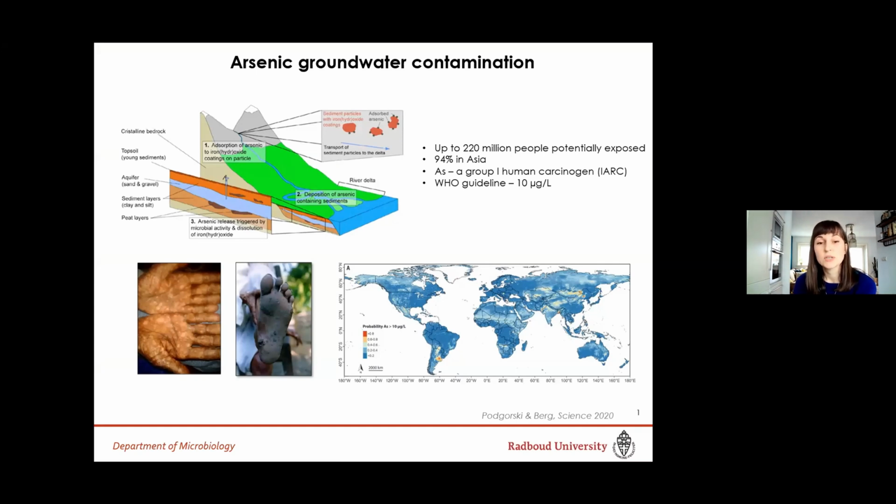The main motivation for this work was related to the fact that arsenic groundwater contamination is a very serious problem worldwide. A recent study showed that up to 220 million people are potentially exposed to arsenic groundwater contamination, exceeding the safe limit of 10 micrograms per liter. What is particularly concerning is that the majority of these affected regions are in Asia, where people often do not have access to water treatment facilities. In consequence, a lot of people are consuming this highly contaminated water. And obviously this is very problematic because arsenic is a toxic metalloid. It's a human carcinogen, leading to many health issues, mainly expressed in skin disease, eventually leading to cancer.